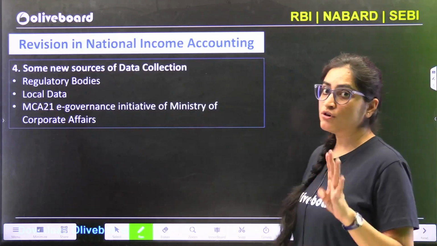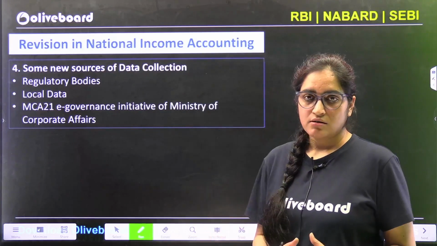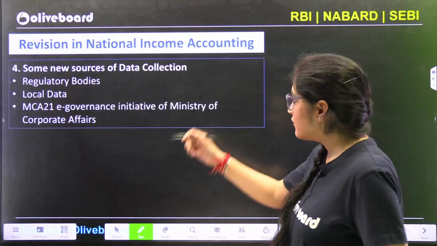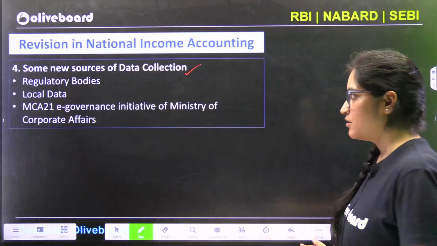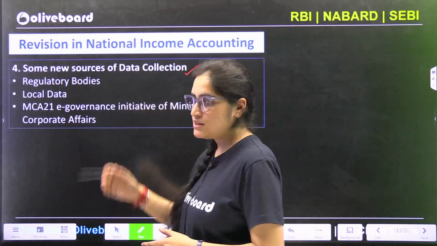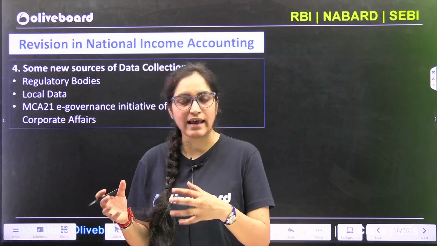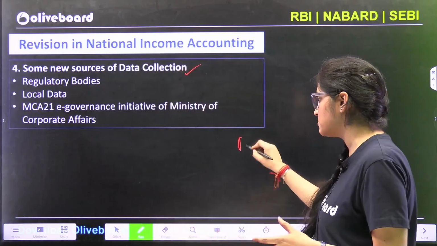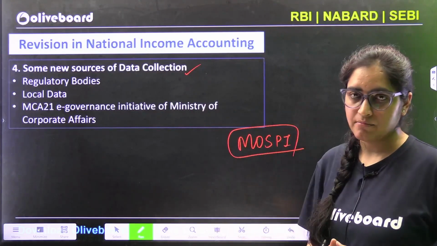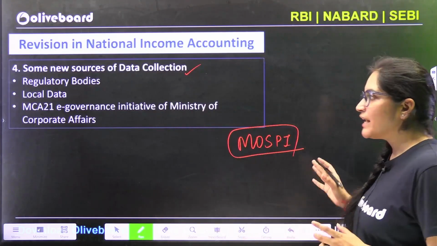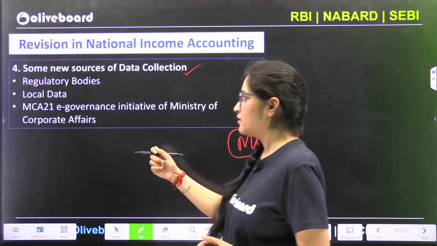Lastly, the fourth change that we made was that we elaborated the sources of data. The sources from where the data was being collected were enhanced. Various regulatory bodies like the RBI and SEBI were asked to share whatever data they have with MOSPI, because MOSPI is the one who calculates national income. So the ministry collected data from various regulatory bodies.